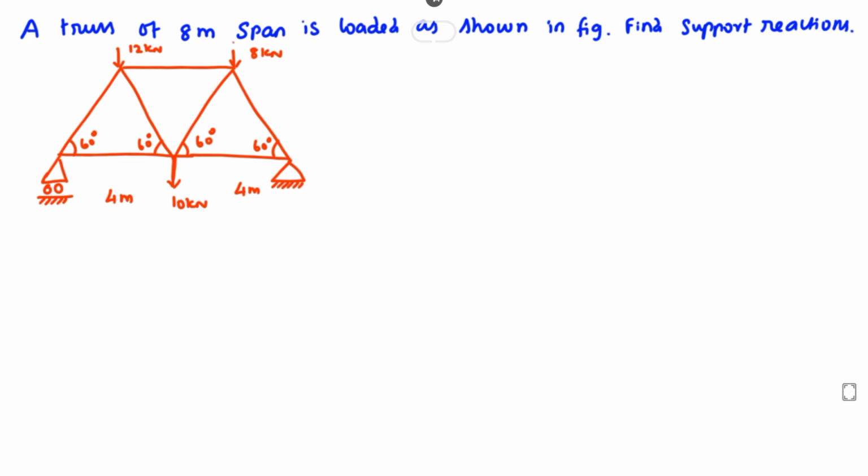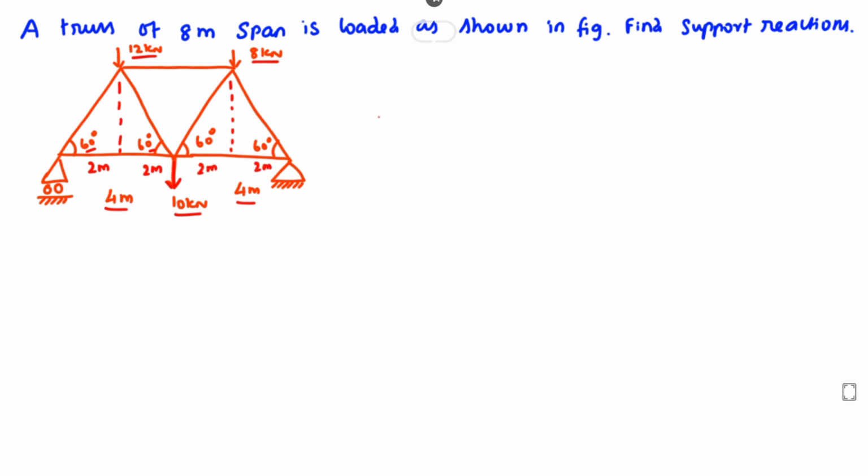That is an 8 meter span, 4 meter and 4 meter. There are two forces, 12 kilonewton and 8 kilonewton, acting on the top. Then a 10 kilonewton vertical force is acting here. This is 60 degrees and this is also 60 degrees, so it is acting perfectly at the center. Here is 2 meter and here is 2 meter, so here also it acts at the center. Here is 2 meter and here is 2 meter.